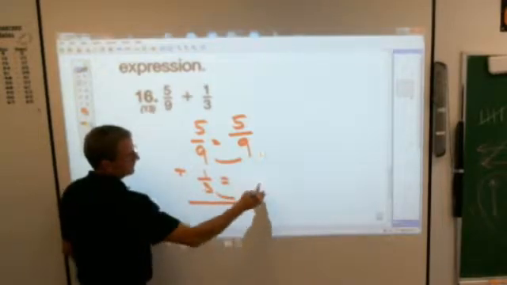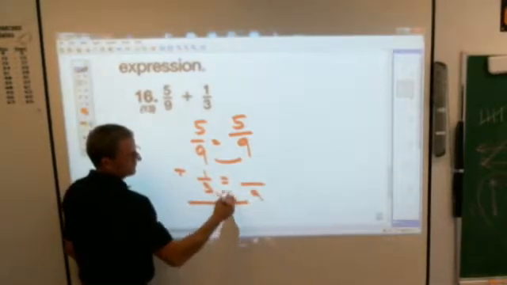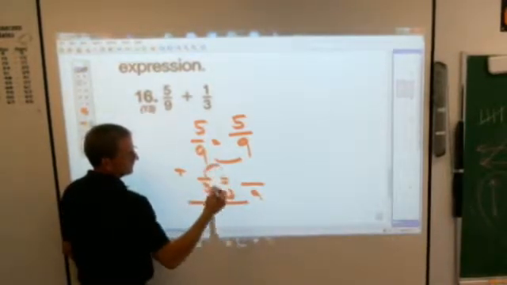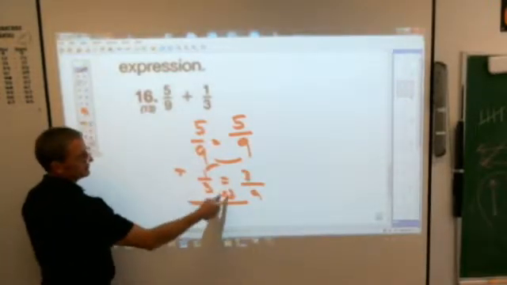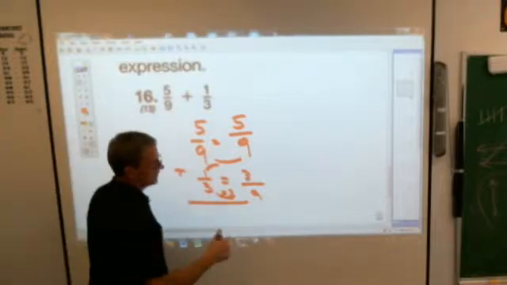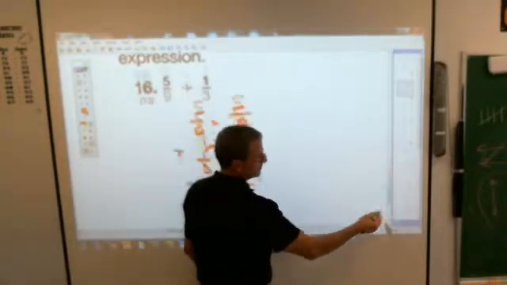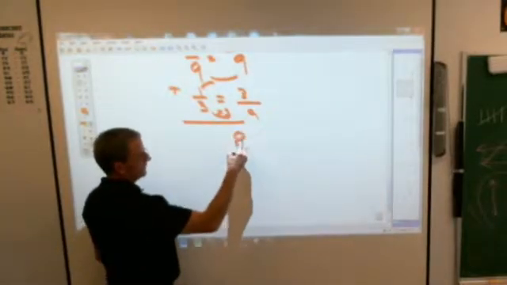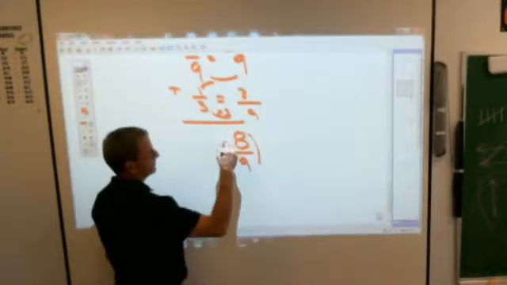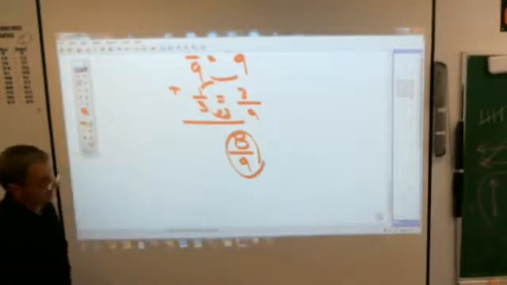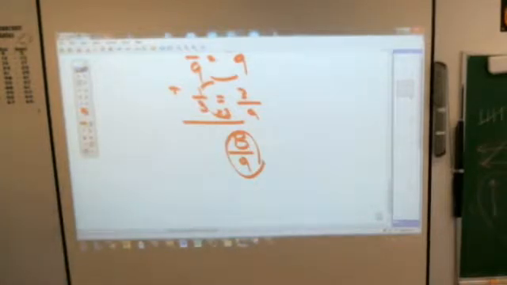This one becomes 9. No, 1 times 3 is 3. Yeah, 3/9. Then you add those together, you get 8. 5 plus 3 is 8. Yeah, subtracted. Well, I would say that's what you did wrong, if I were guessing, but you never know.